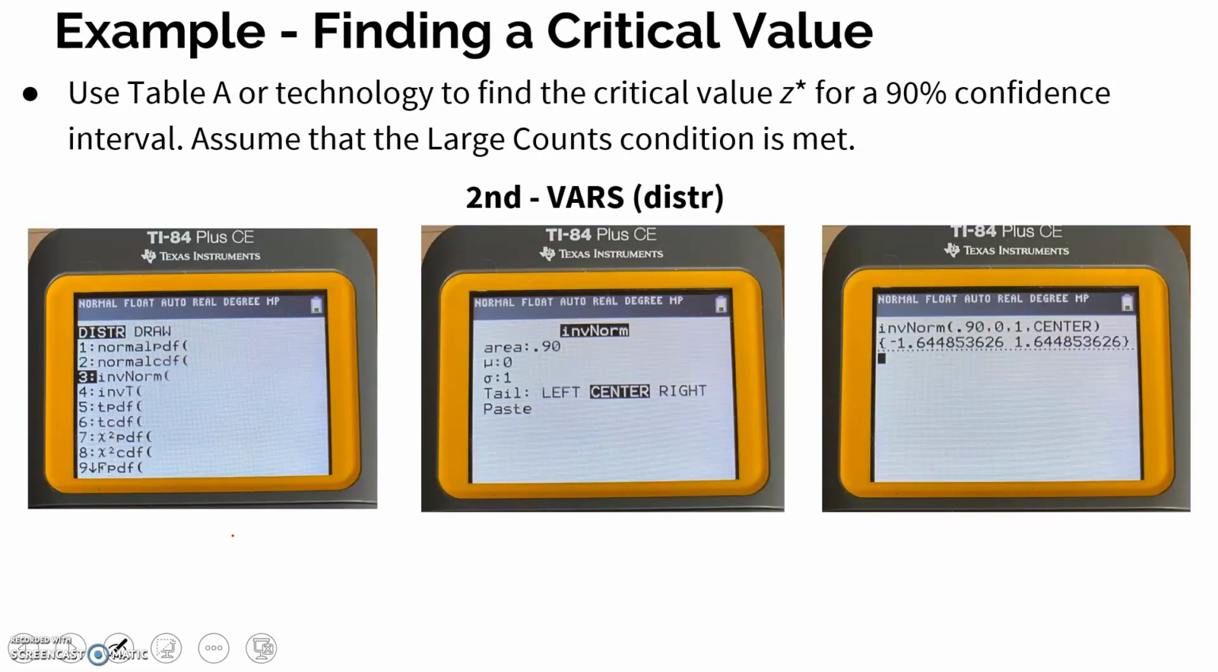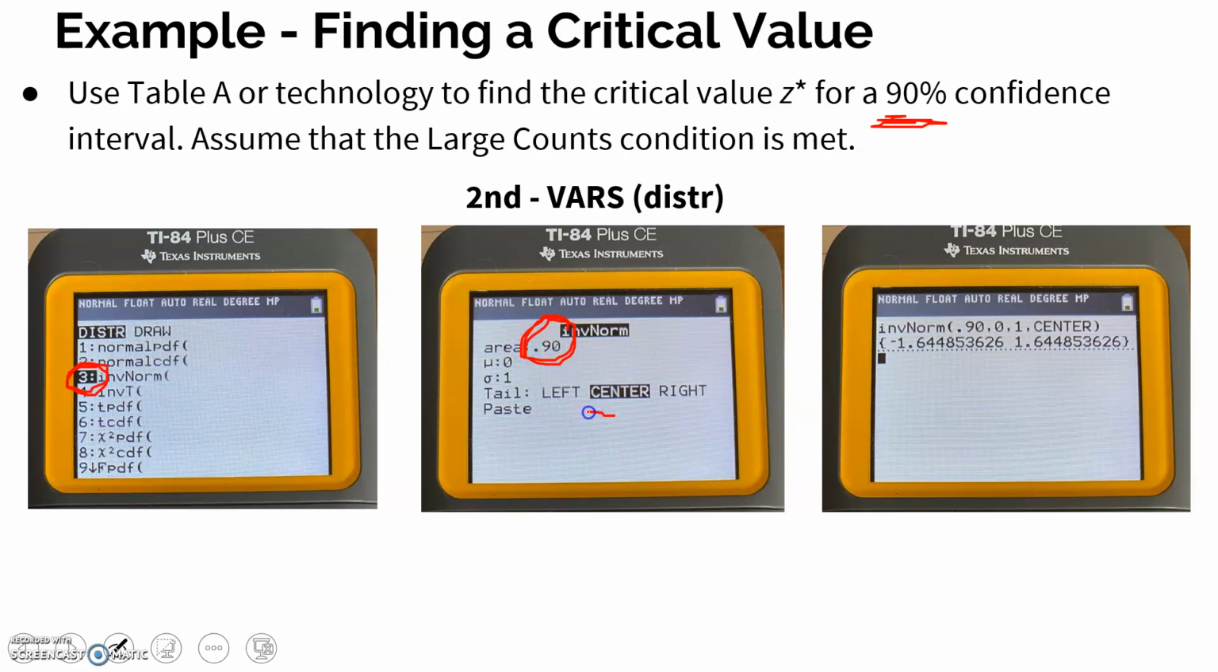On your calculator, I'm going to focus on using technology as opposed to table A. And I'll show you how to use Stapplet as well, because when I give you your quiz, you can use any resource on the internet, so I'll show you both ways. If you have a TI, you're going to tap second vars, which gets you to the distributions, and you're going to use something that we've used before called inverse normal, INVNORM. Since we want a 90% confidence interval, you're going to type in an area of 0.90.